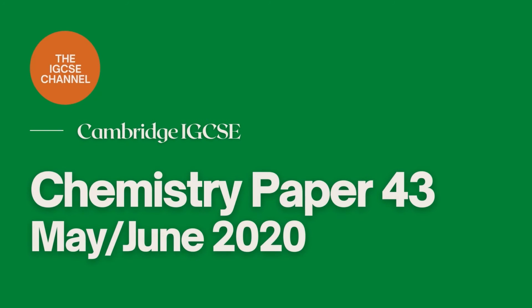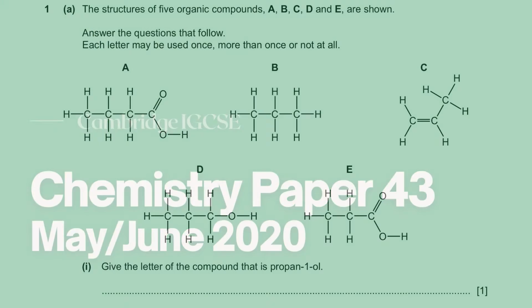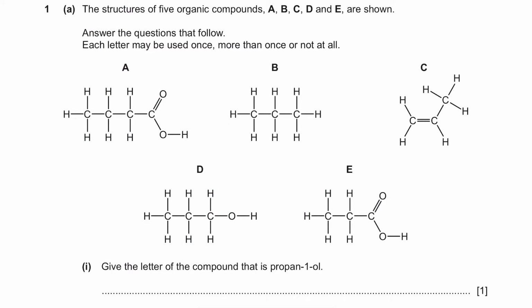Yo guys, this is Cambridge IGCSE Chemistry May 2020 paper 43. Question 1, part A. The structures of 5 organic compounds A, B, C, D, and E are shown. Answer the questions that follow. Each letter may be used once, more than once, or not at all.